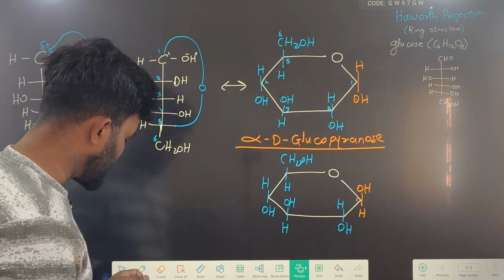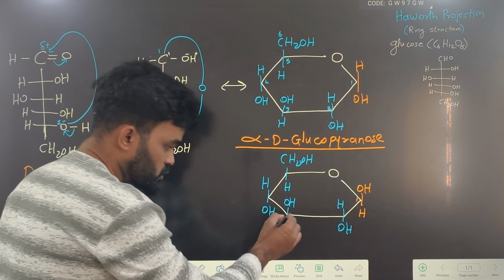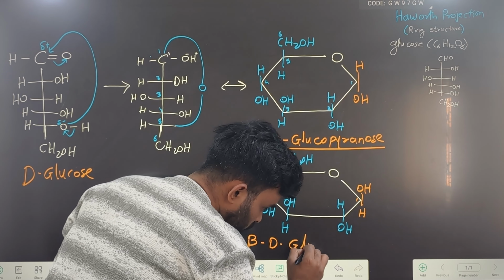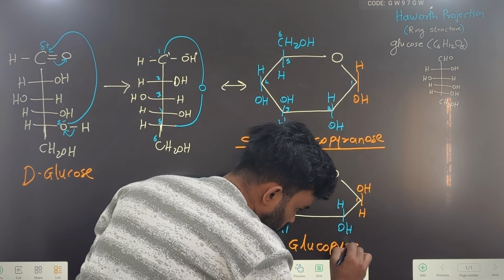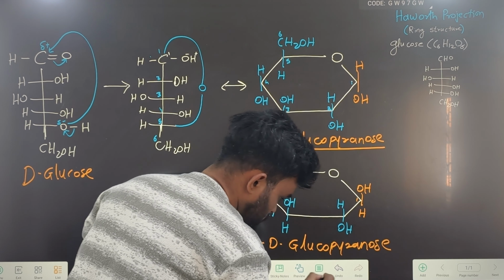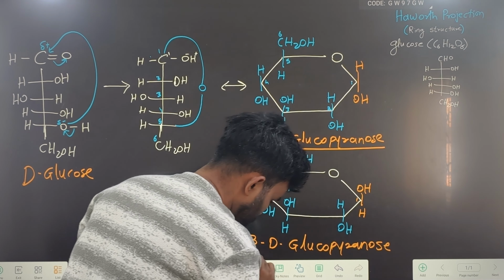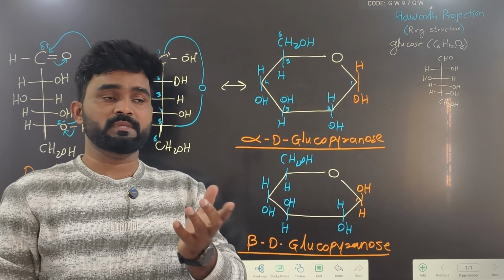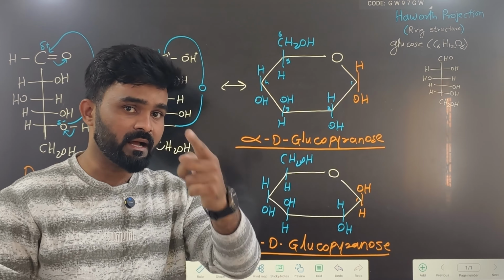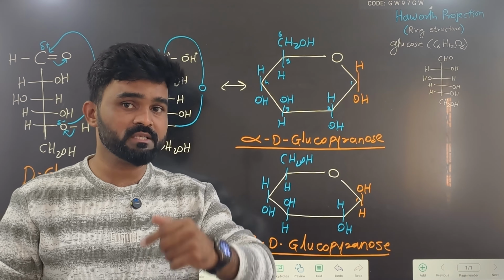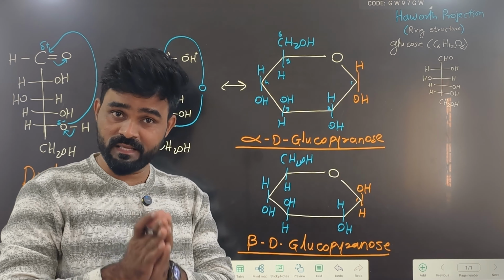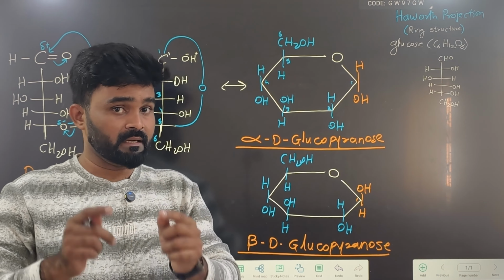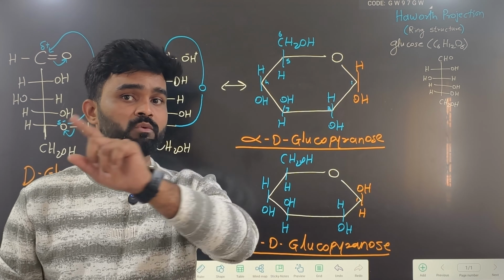So if alpha, then the complementary will be beta. So it is beta-D-Glucopyranose. Okay, why beta? Because carbon number 1 चा OH downside is alpha, 1 चा OH upside is beta. Easy? Understood? Practice it. Write down, video pause करा आणि लिहून घ्या पटकन.